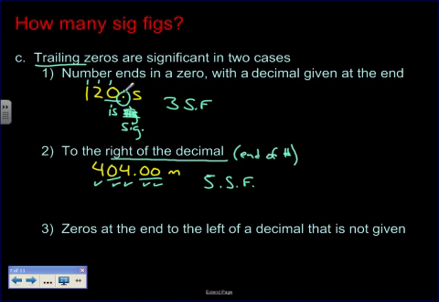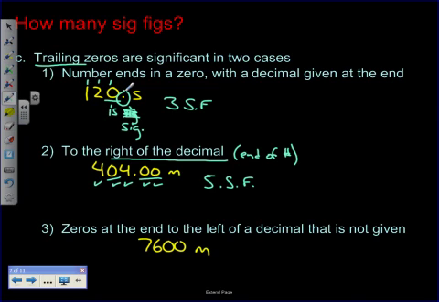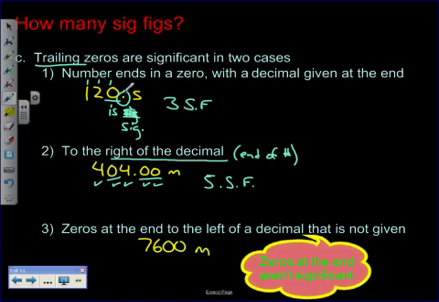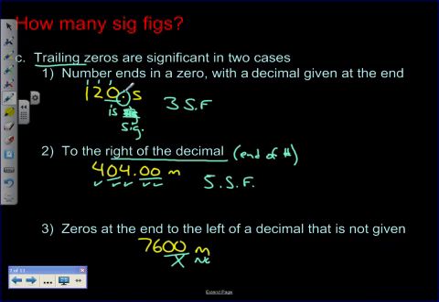Now the last case, and this is the one that starts to trick people up, the one that makes it really hard to do rounding and stuff like that. If you look at a number like 7,600 meters here, the zeros are not significant. They would be significant if we went back to rule 1 and there was a decimal given. But if the decimal isn't explicitly stated, those zeros are not significant. So the only thing that's significant in this case is the 7 and the 6. So we got 2 sig figs in that number.